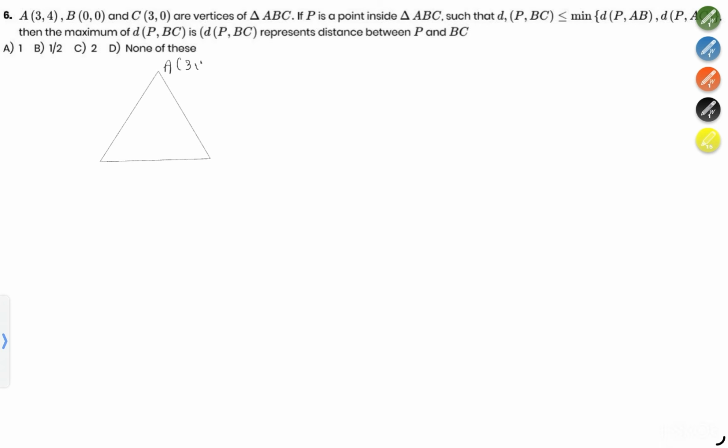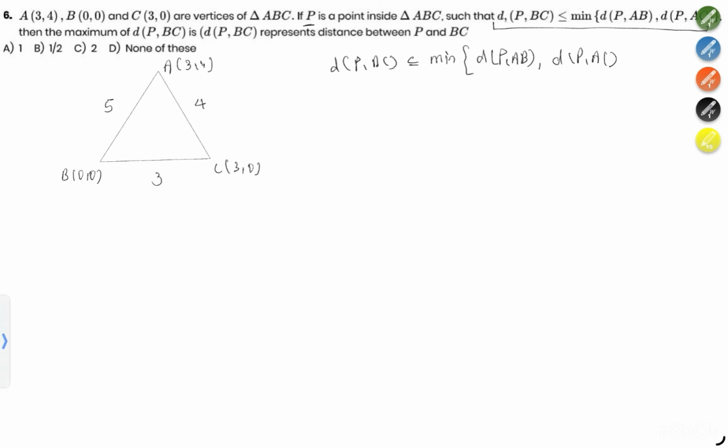A is given to be (3, 4), B is given to be (0, 0), and C is given to be (3, 0). So we can just see the distances: this is 3, this is 5, and this is 4. Now they mention P is a point in the triangle such that this condition holds. So which condition is that? Distance of P from BC is less than or equal to the minimum of the distance of P from AB and the distance of P from AC. This condition they have mentioned.